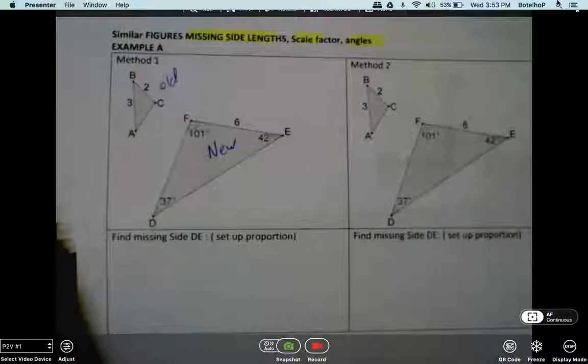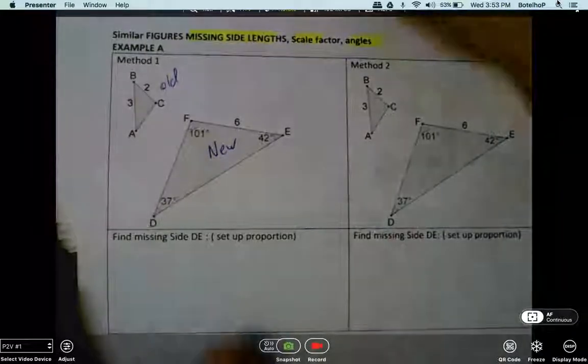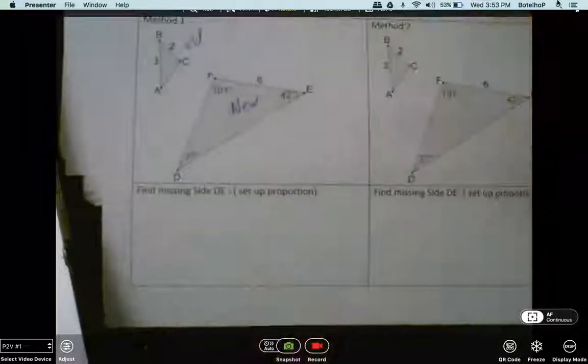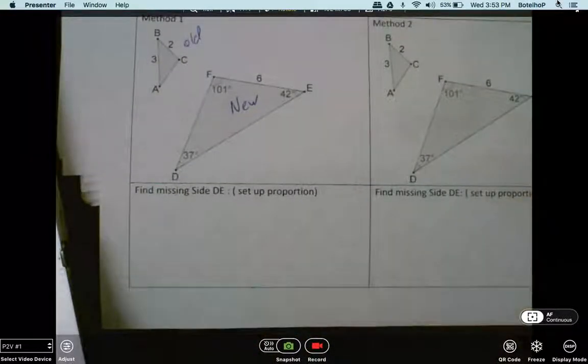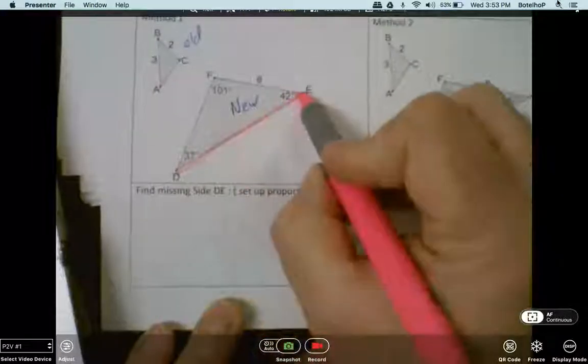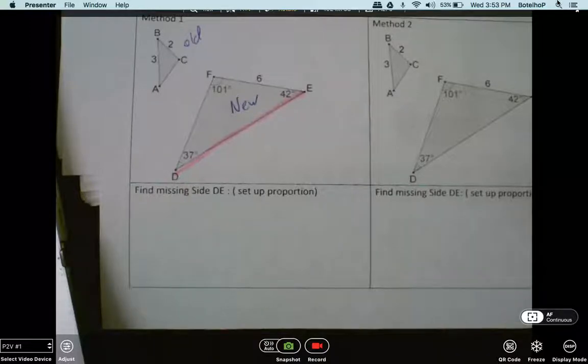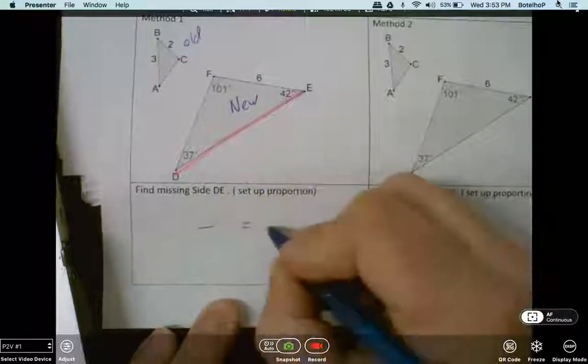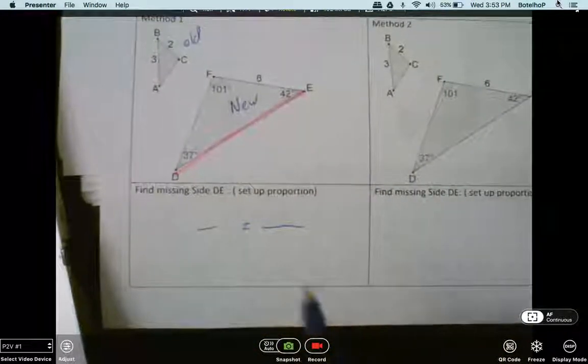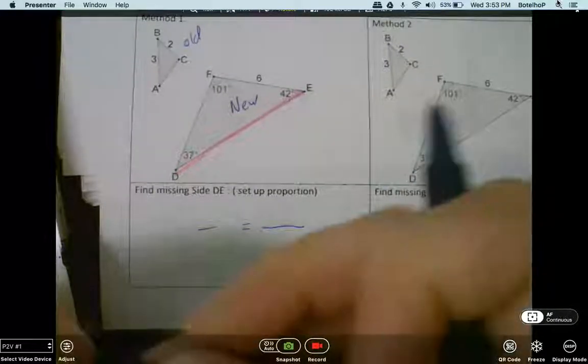Okay, so in the first part of our example here, they want us to find the missing side length DE. So I'm going to highlight this as DE. What you have to do is set up a proportion. To set up the proportion, you'll put an equals, and a line, and a line. And basically, if you look, this triangle is a tough one to start off with.